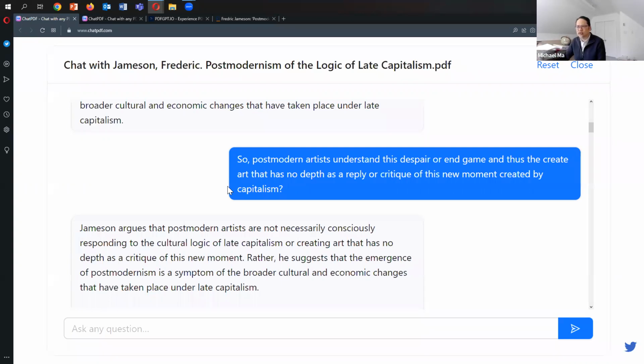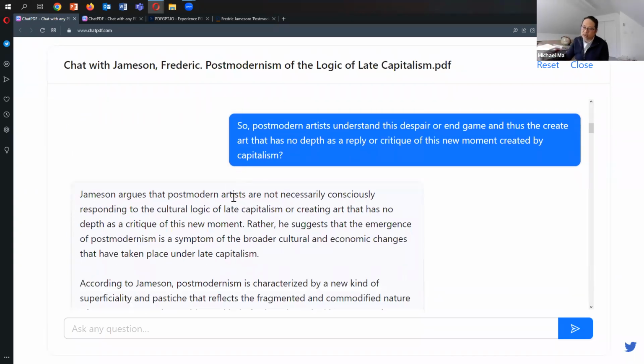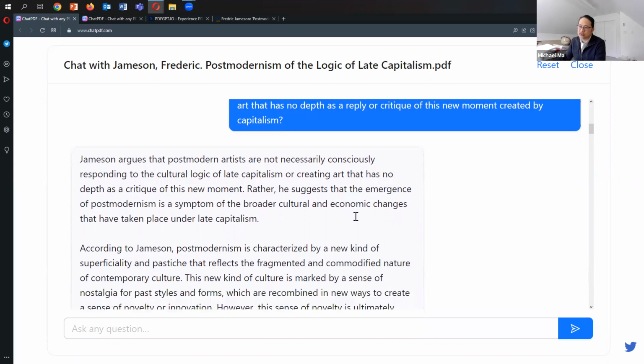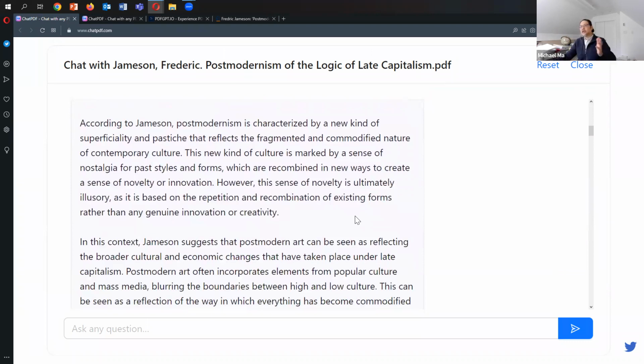Anyways, so Jameson argues that postmodern artists are not necessarily consciously responding to the cultural logic of capitalism, or creating art that has no depth as a critique of this new moment. Rather, he suggests that the emergence of postmodernism is a symptom of the broader cultural and economic changes that have taken place under late capitalism. Okay, I'll pause here for a second. I also think that it is a very good reading of the article.